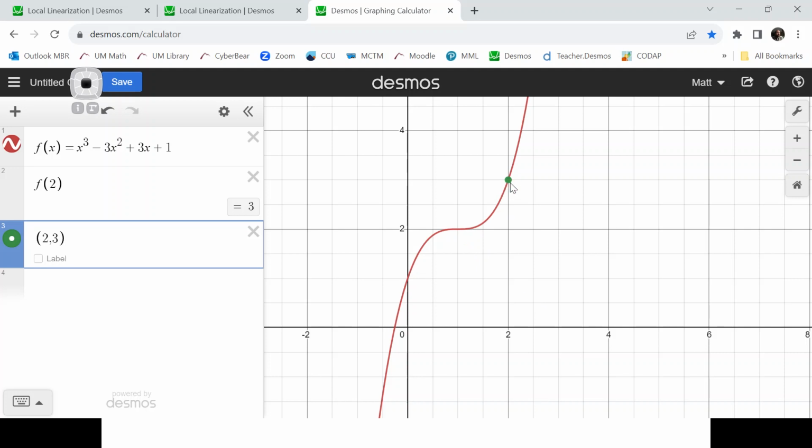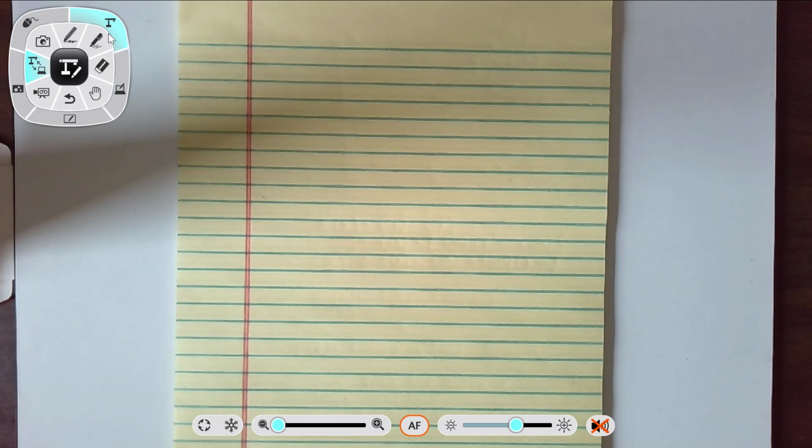So our goal is to find both the equation of the tangent line through the green point, and then to evaluate its error at 1.5. So let's see if we can figure that out. I'm going to switch back over and take a look at what I'm supposed to do.